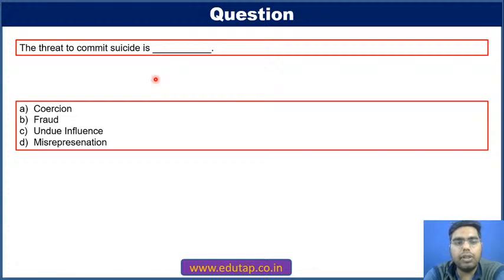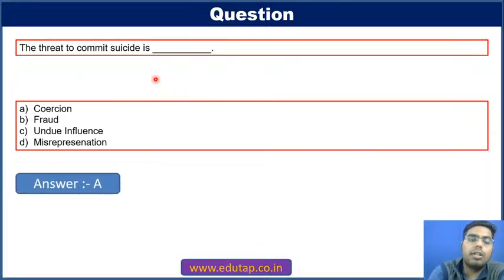The threat to commit suicide, I'll use the exact word, is basically a blackmail. It is absolutely a coercion. Undue influence is you're pressurizing someone to whom you are a superior party. You have an influence on him, but you are exercising your influence. So that is undue influence.